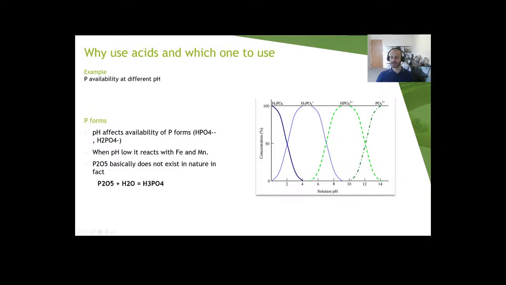There is actually H3PO4, phosphoric acid, and phosphoric acid is very available only between 0 and 4 pH. After 4, between 5 and 6, another compound is available. So as you can see, the concentration of P depends on the pH, and the pH can also completely change the form of the phosphorus. So the pH is very important in this case.